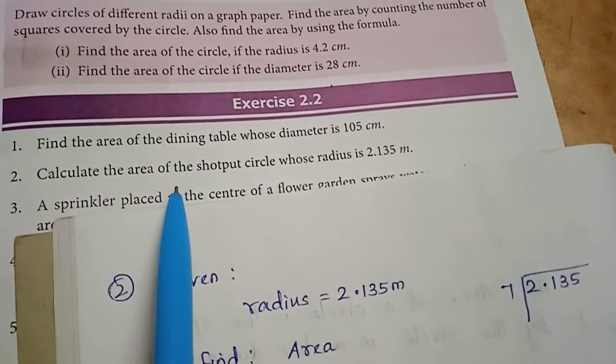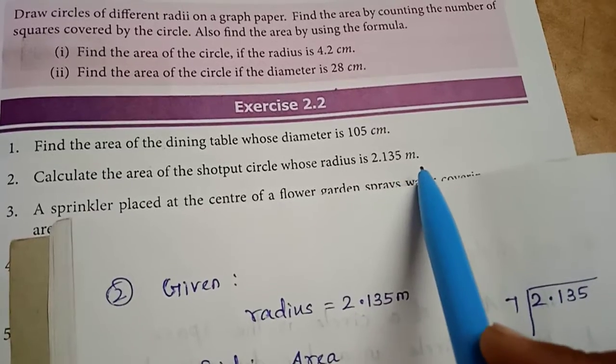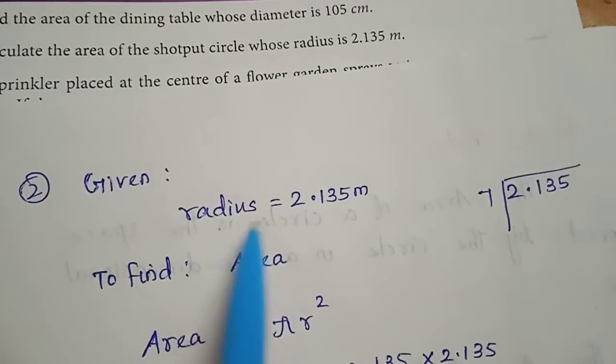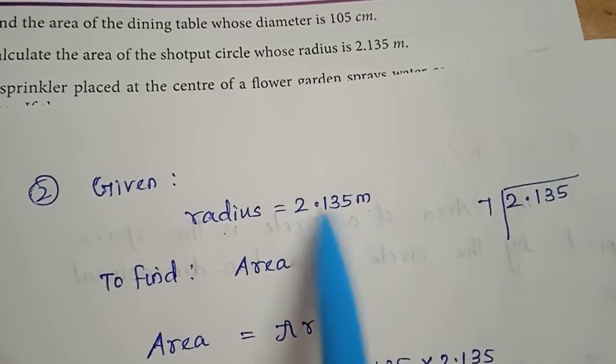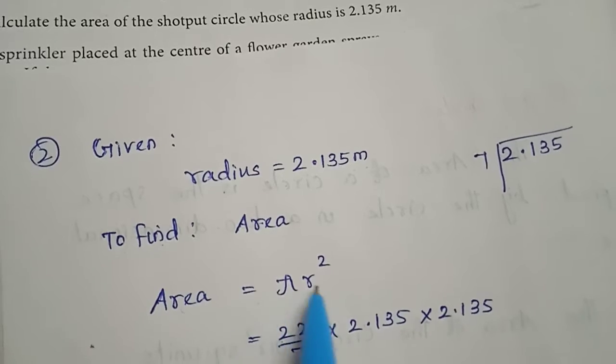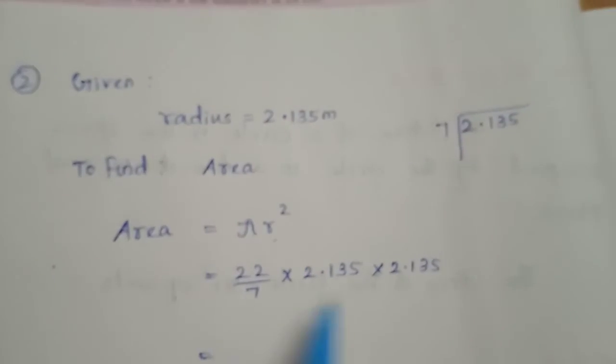So we are going to find the area of the shot put circle whose radius is 2.135 meter. So first we'll write what values are given. First it is given as radius, it is 2.135, and we have to find area. We'll write the formula, it is pi r square. Here directly they have given the r value, so we can write it.